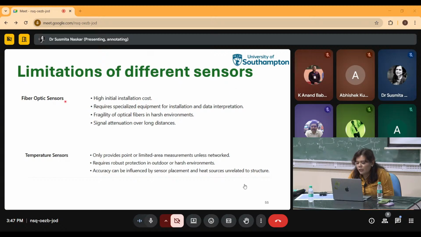There is also signal attenuation over long distances, which can reduce the accuracy, and they sometimes require signal boosters or repeaters, right? So those are the main limitations of the fiber optic sensors.